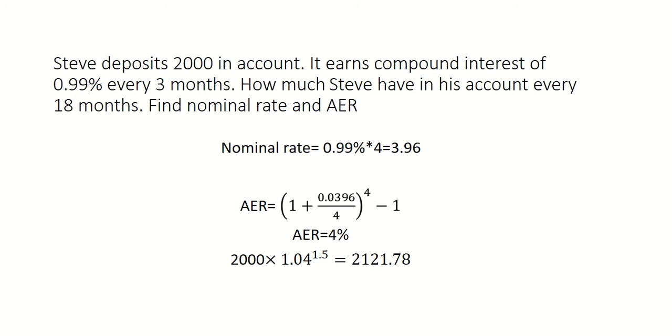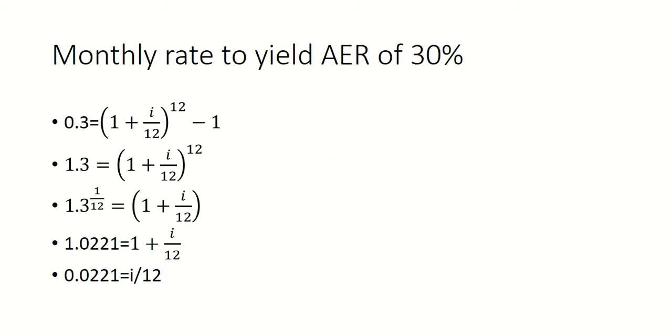I'm going to show you another question. What is the monthly rate to yield an AER of 30%? So AER is 30%, which as a decimal is 0.3. I know that N is 12. It is just an algebraic manipulation. There was a minus 1, I took it to the other side, it becomes 1.3. There was a power of 12, I took the 12th root. I got I over 12 equals 0.0221, which if I multiply by 100, I will get 2.21%. I over 12 means yearly rate divided by 12, and yearly rate divided by 12 gives you the monthly rate.